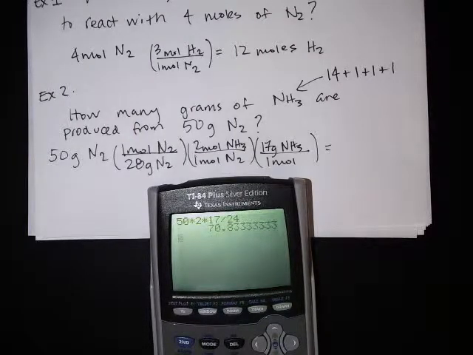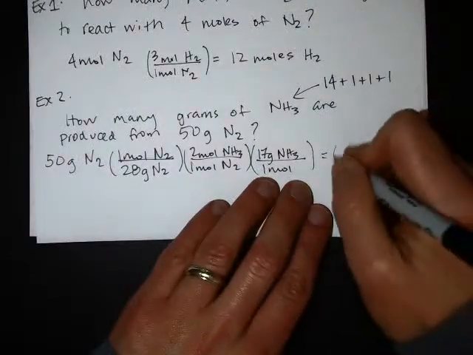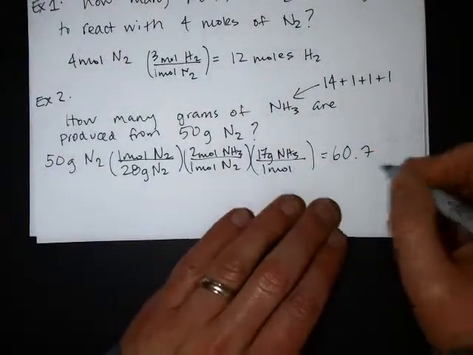Is that right? No. Yes? 28. Oh, yeah, 28. Where'd the 17 come from? 50 times 2 times 17 divided by 28. That's better. 60.7 is what I would go with. 60.7. Now make sure you're very good with your units now.